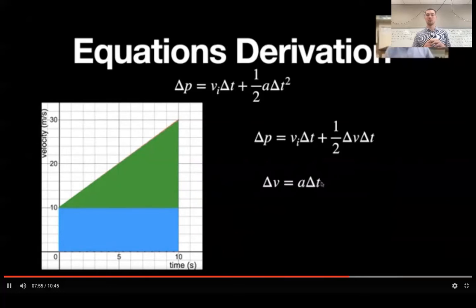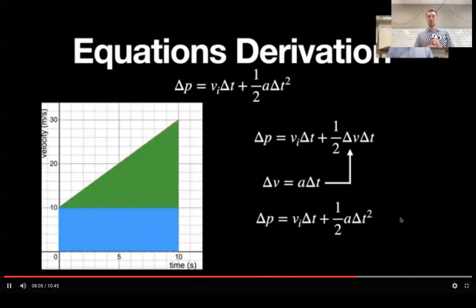Then we can just do a little variable substitution. Where we have a delta V here, we can put in an A times delta T. So then we'll get 1/2 times A times delta T times delta T, which is just 1/2 times A times delta T squared. And there we have another equation, another way to solve for the displacement.